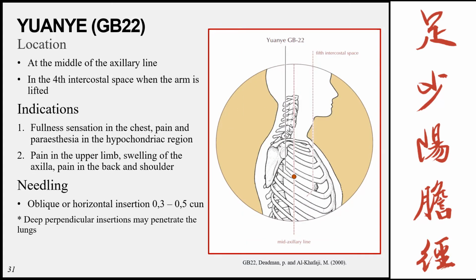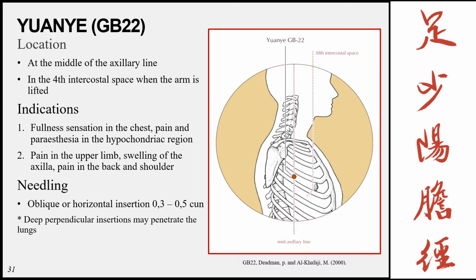The next point is YUANYE, GB22. This point is located at the mid-axillary line, this line over here, and it's in the fourth intercostal space when the arm is lifted. So you'd raise the arm and then you'd count down into the fourth intercostal space.